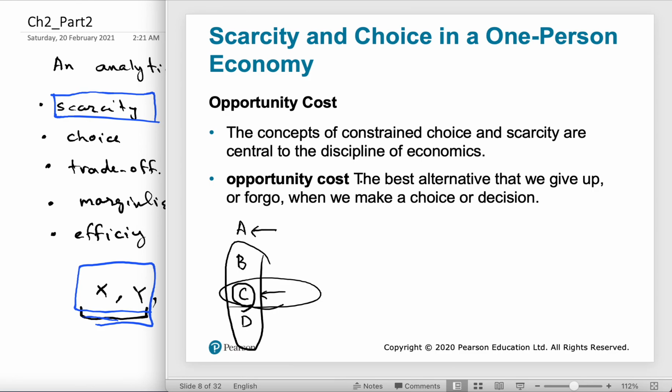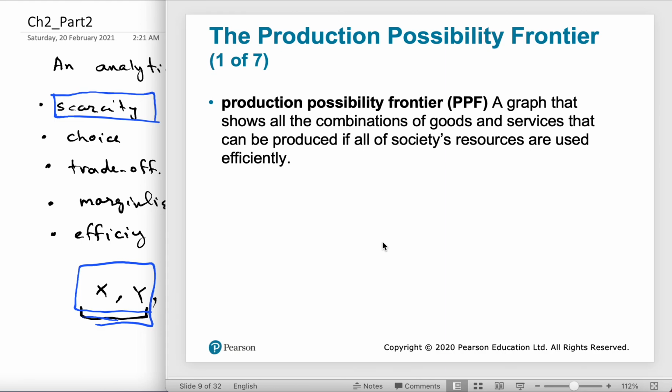So that is how we defined it, and in the other class we gave more examples. But here, with the help of the production possibility frontier, we try to visualize it, and then you can benefit from it the most. Okay, so let me start the next video, part 3, explaining the production possibility frontier. Thank you.